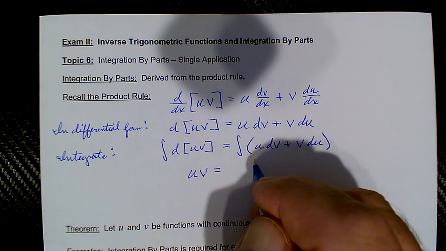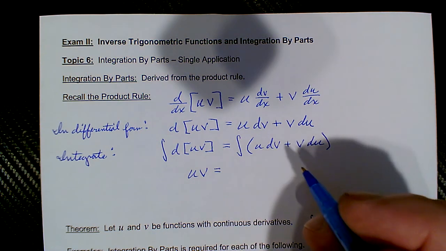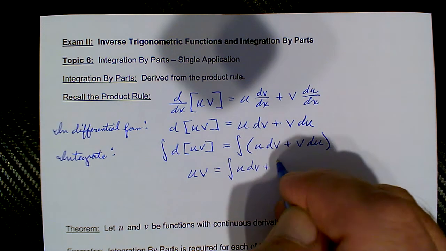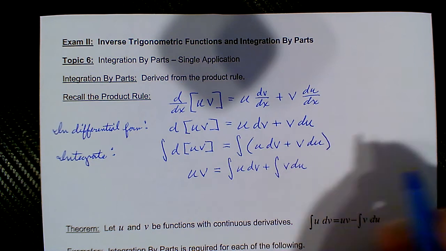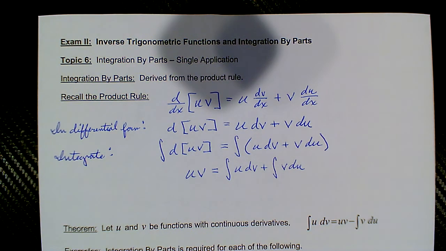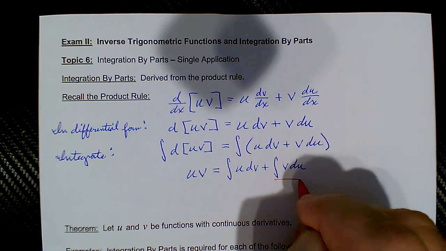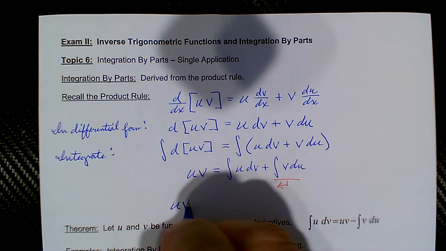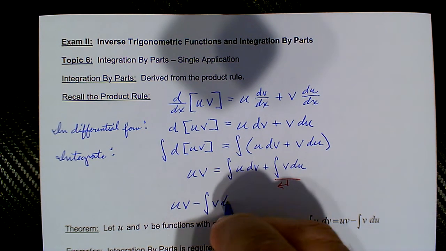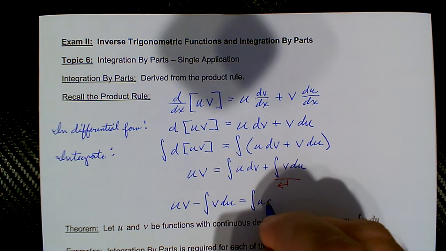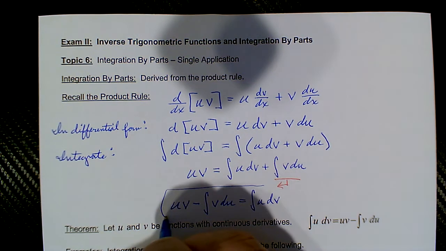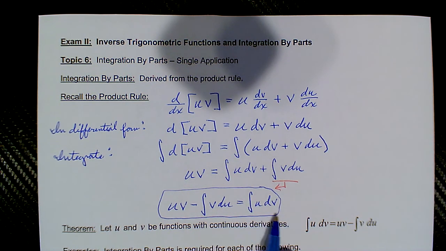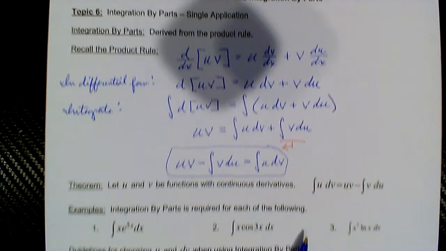And then on the right side, we'll exercise the integration property that the integral of a sum is the sum of the integrals. So that's the integral of u dv plus the integral of v du. And then I'm just going to move the integral of v du to the left-hand side. And so we have uv minus the integral of v du is equal to the integral of u dv. Although that's the opposite of the way we think about it, that is the product rule. We typically think about it reading it from right to left, as we'll state formally here in the theorem.